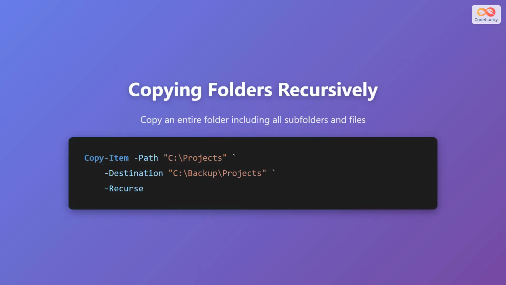To copy an entire folder, including all its subfolders and files, you need to use the Recurse parameter. In this example, we're copying the entire projects folder from C:\projects to C:\backup\projects. The Recurse parameter tells PowerShell to go through the folder structure recursively, copying everything inside. Without this parameter, Copy-Item would only create an empty folder at the destination. This is extremely useful for backing up entire project directories or migrating folder structures from one location to another while preserving the complete hierarchy.